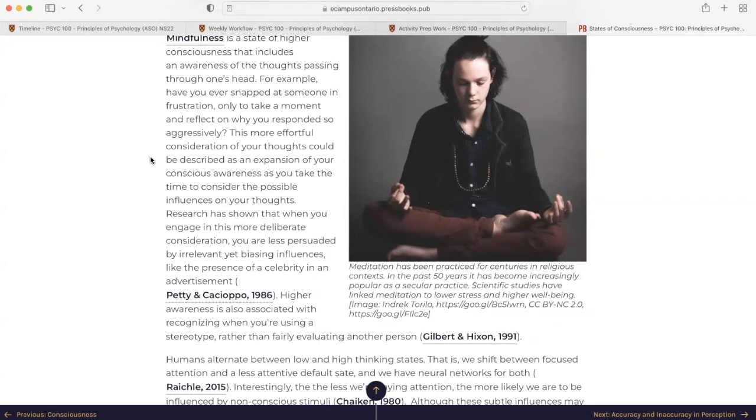They also talk about meditation, which has been practiced for centuries in religious contexts. In the past 50 years, it's become increasingly popular as a secular practice. Scientific studies have linked meditation to lower stress and higher well-being.